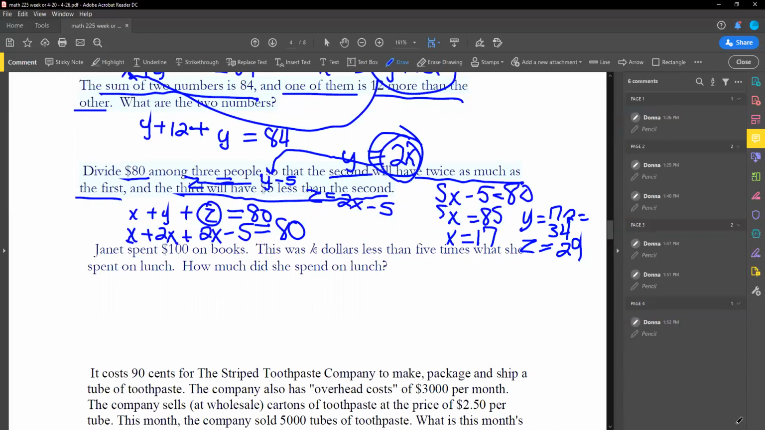Okay. So Jan spent $100 on books. So that's a total. This was K dollars less than 5 times what she spent on lunch. Okay, so this was $100. So I know that this 100 was K dollars less than 5 times what she spent on books. So 5 times, let's call that 5B. K dollars less means I subtract K, right?